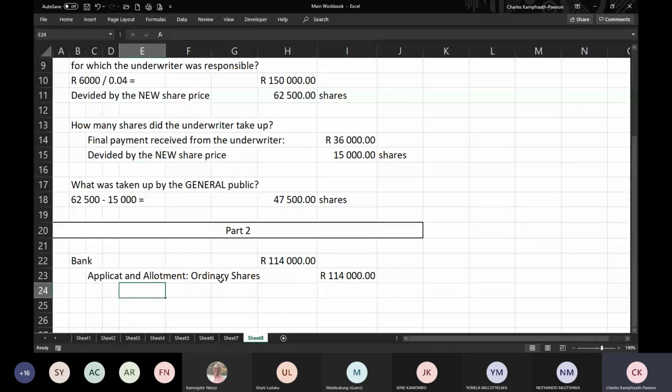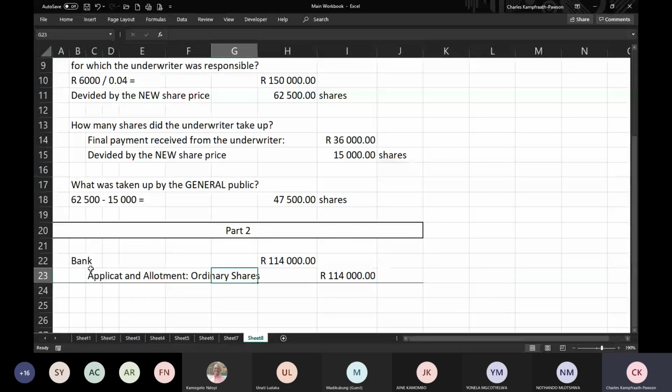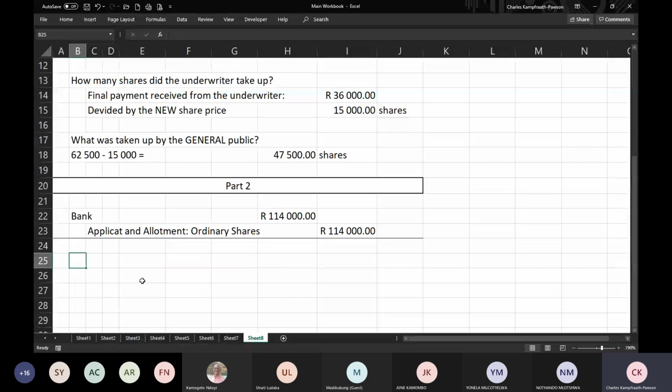Okay. I'm not going to do the journal narrations now. Then the second journal will be where we take what we've got and we allocate it to the ordinary share capital. Everybody happy with that? Okay. So it is the application.